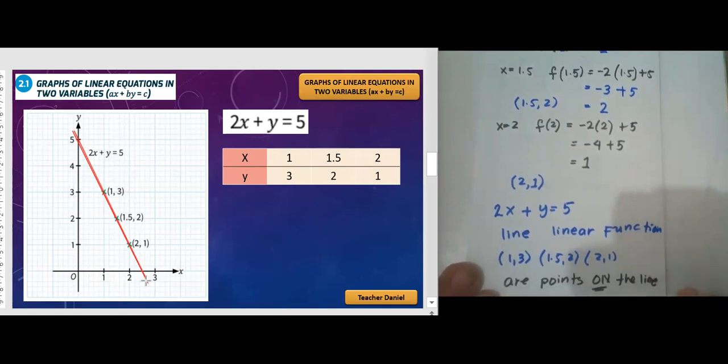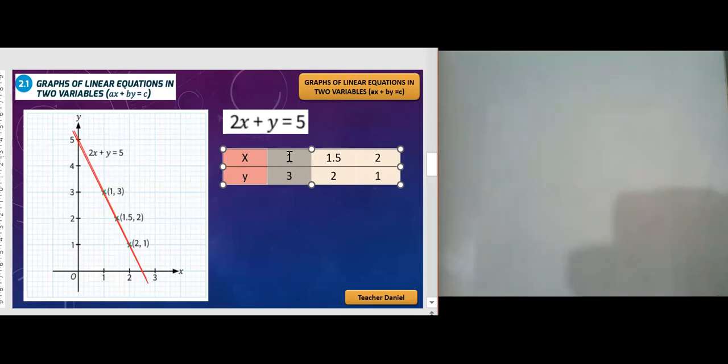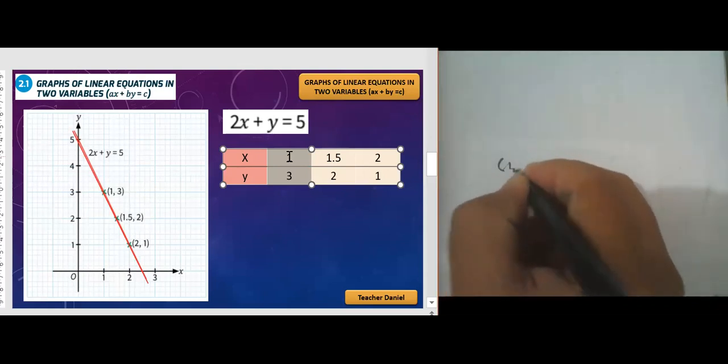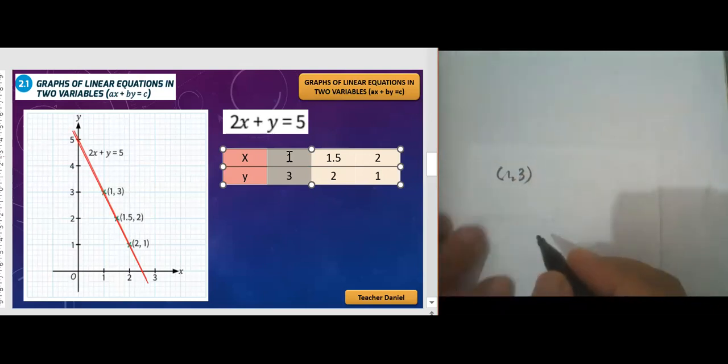Okay, they are points on the line. So to check whether a point is on the line, reversing it, we just plug in 1 and 3 and it must satisfy the function. Example, if you want to check 1, 3, right? Oh, sorry. We have said that 1, 3 is on the line.